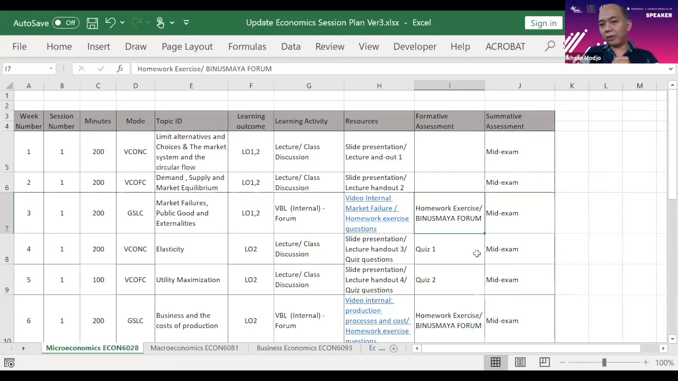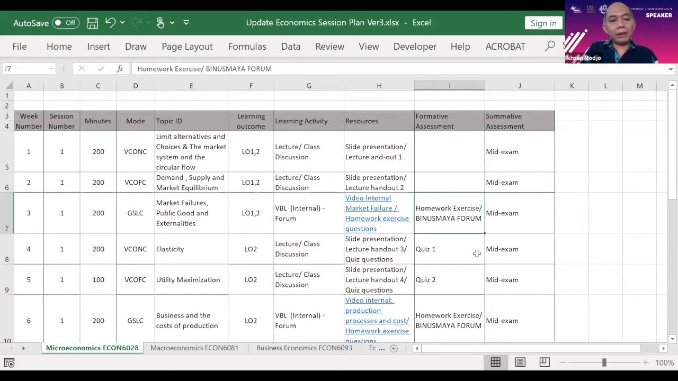And I want to know whether you already know how to respond and use BINUS Maya by now. Anyone? Can anyone tell me about this? Have you become familiar with the BINUS Maya platform? Yes or no? Yes. Okay, good. Why I want to emphasize this is because I teach, and this is going to be new, not only for you but also for many of the coming students in semester 3, semester 5, or whatever.